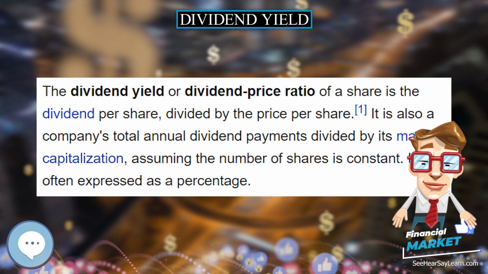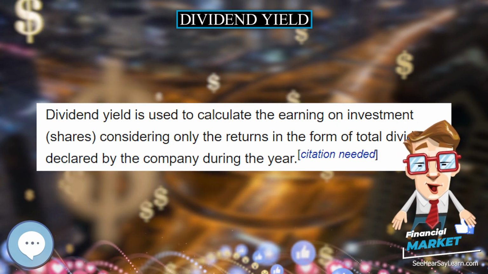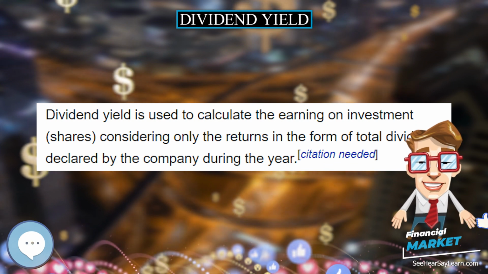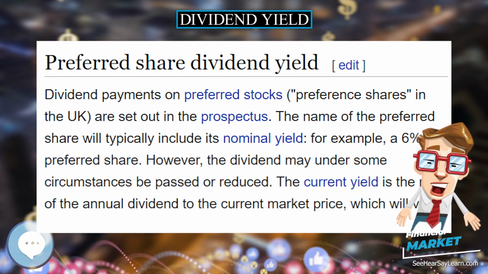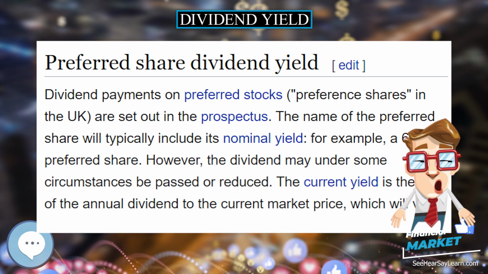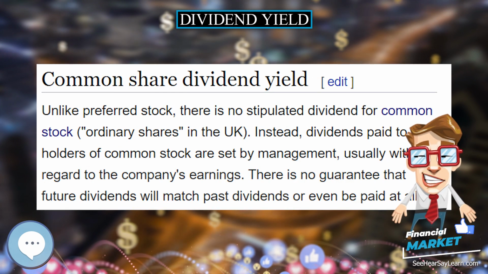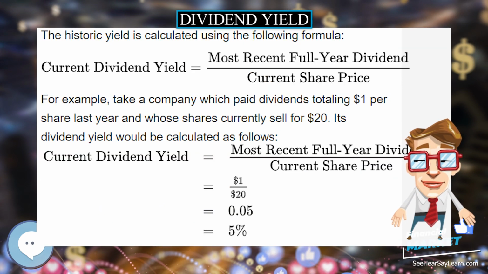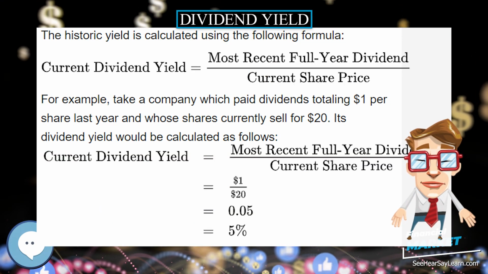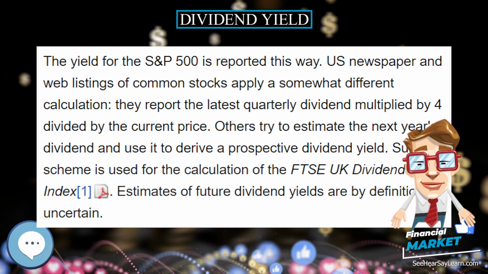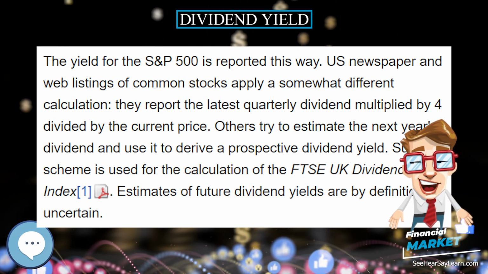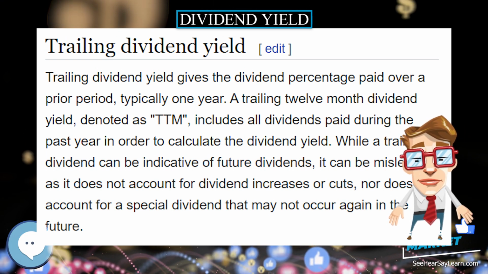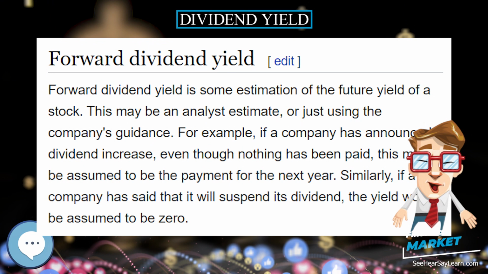Dividend yield. The dividend yield or dividend price ratio of a share is the dividend per share, divided by the price per share. It is also a company's total annual dividend payments divided by its market capitalization, assuming the number of shares is constant. It is often expressed as a percentage. Dividend yield is used to calculate the earning on investment shares, considering only the returns in the form of total dividends declared by the company during the year. Its reciprocal is the price/dividend ratio.